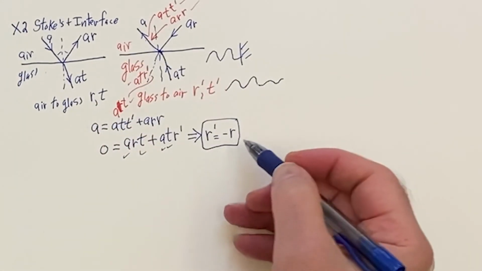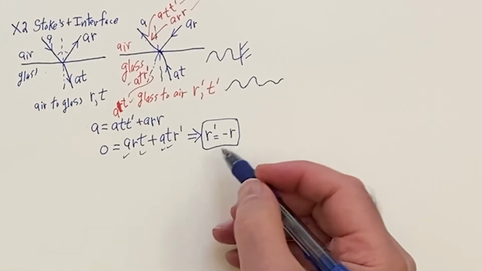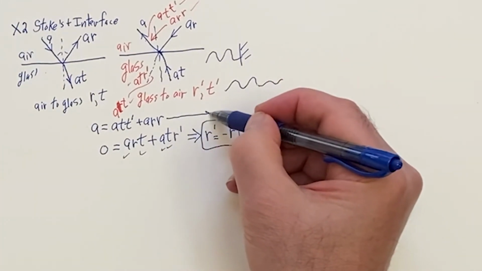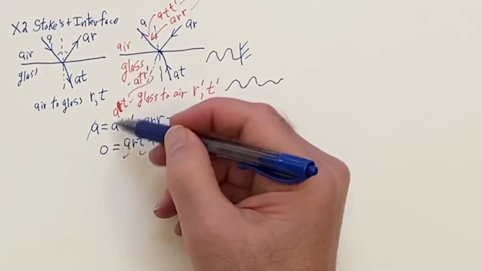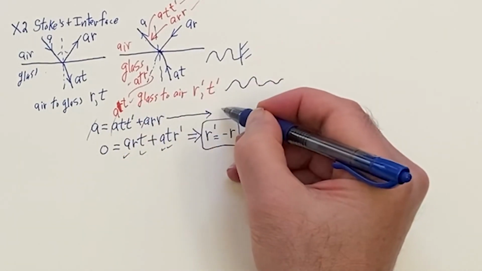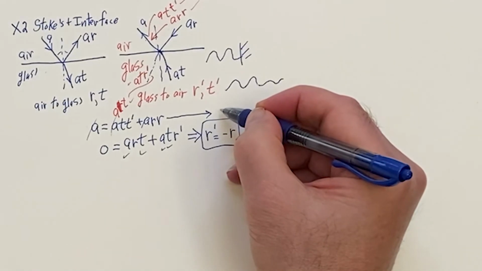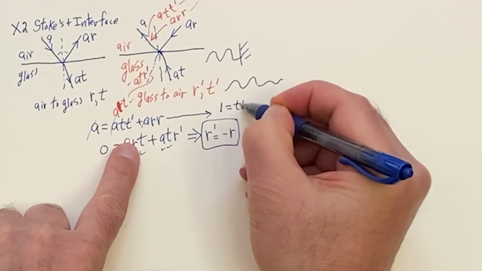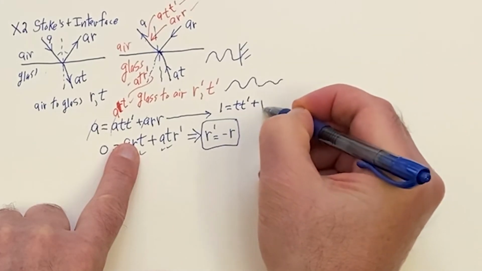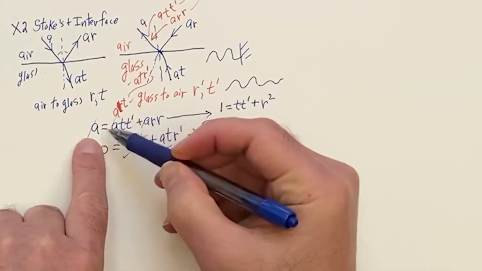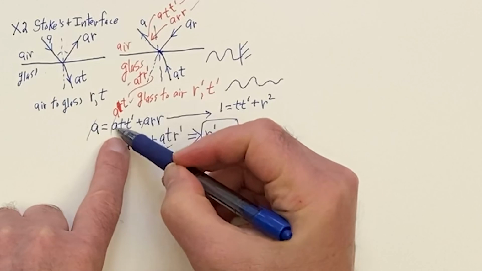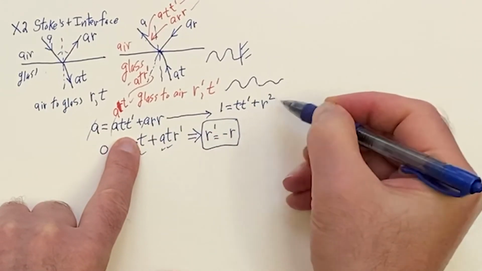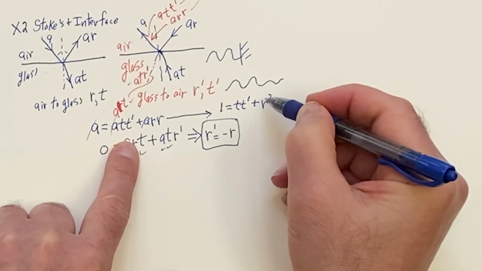R prime is minus R. And then what else can we say? Well, from this one up here, all the A's cancel. These A's cancel. So in this case, you have 1 is equal to T prime plus R squared. So when the A's cancel, you have 1 here, 1 and 1. So 1 equals T prime plus R squared. And that's a cool relationship.